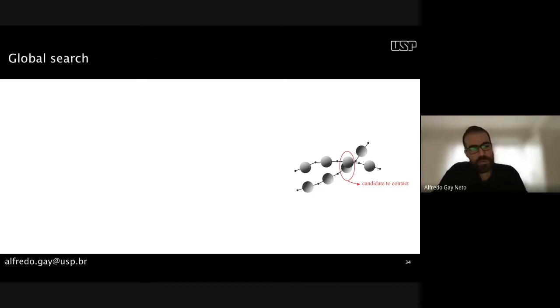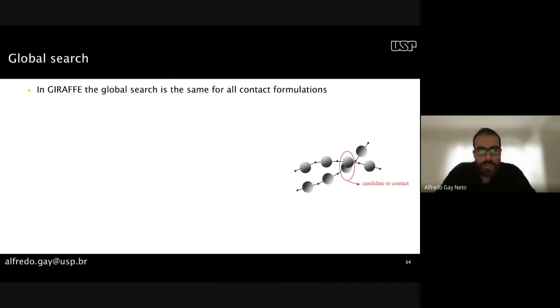But contact has also something important: the global search. Everything I mentioned so far assumes that we know from the beginning the region that is prone to have contact interaction. If we don't know that, it can be a problem, because you don't know where to look for a contact. So usually you need a global rough search scheme to find regions that are strong candidates for contact. Otherwise, we would be searching the entire surface, and you can lose a lot of time.